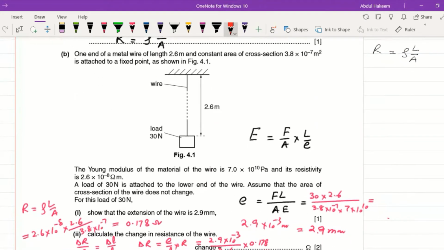Next, one end of the metal wire of length 2.6 meter and constant area of cross section 3.8 into 10 power minus 7 meter square is attached to the fixed point. The Young modulus of the material is 7.0 into 10 power 10 and its resistivity is 2.6 into 10 power minus 8 ohm meter. The load of 30 Newton is attached to the lower end of the wire, assuming that the area of the cross section does not change. For this load of 30, show that the extension of the wire is 2.9.